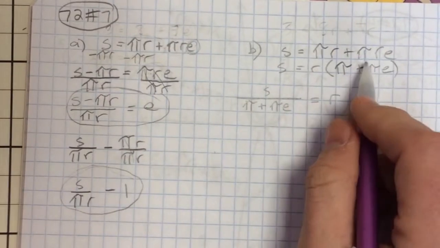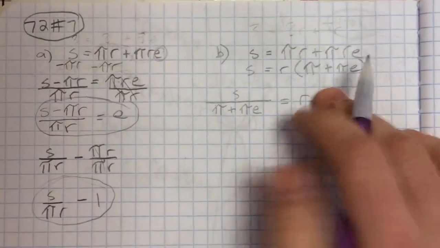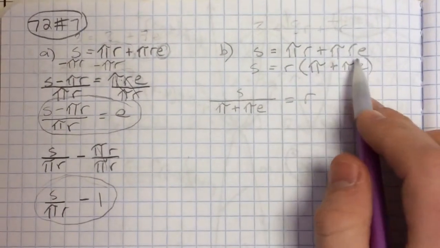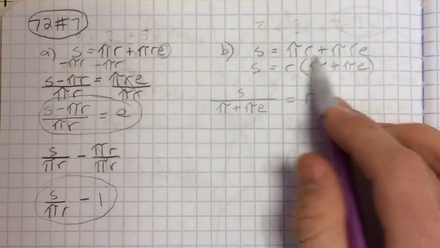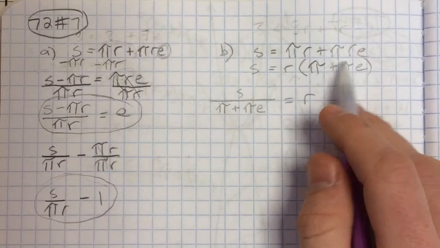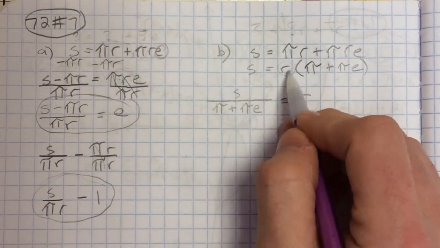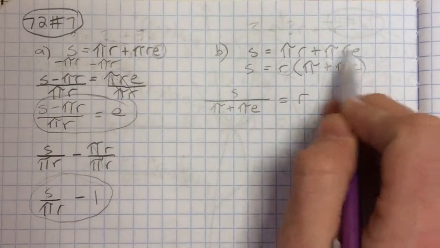Over here, we're trying to solve for r. It's a little trickier here. So we've got pi r plus pi r e, and we're trying to solve for this r here. There's two r's, though. So here's what we're going to do, in fact. We're going to factor out the r, okay? And then it's r times all of the rest here, okay?